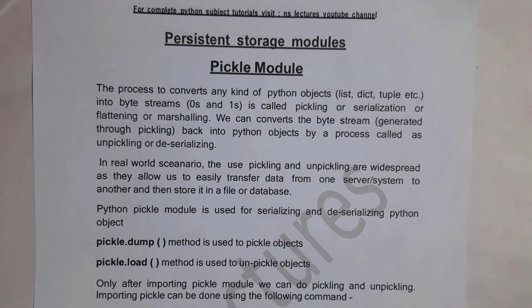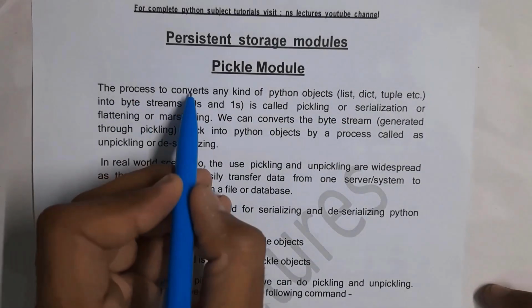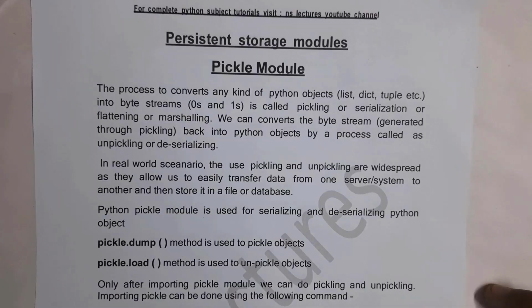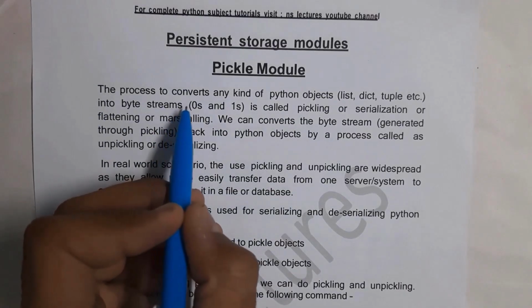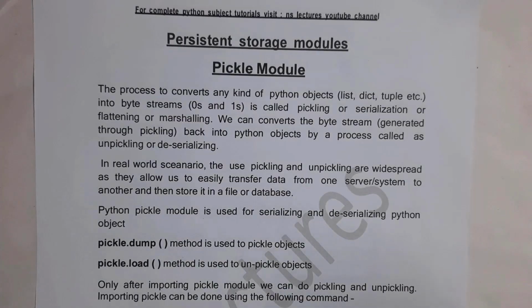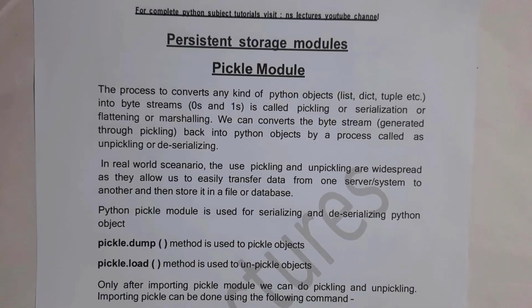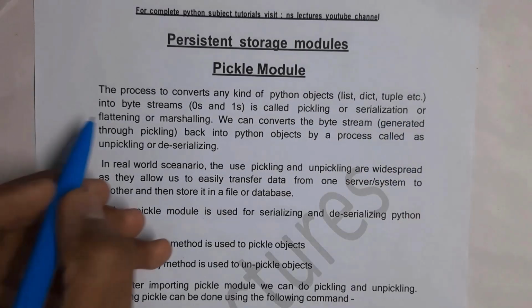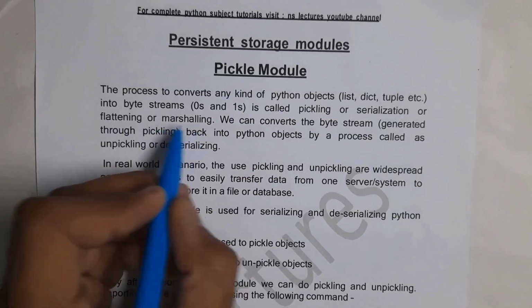First I will explain what the pickle module is. The process of converting any kind of objects like dictionaries, tuples, lists, and so on into byte streams, that is, in the form of zeros and ones, is called pickling. Pickling is the process of converting Python objects like list, tuple, set, dictionaries into binary format. We can also call pickling serialization, or flattening, or marshalling.